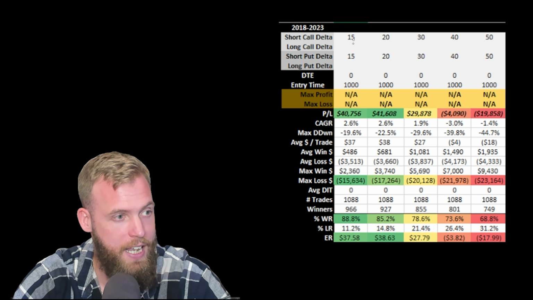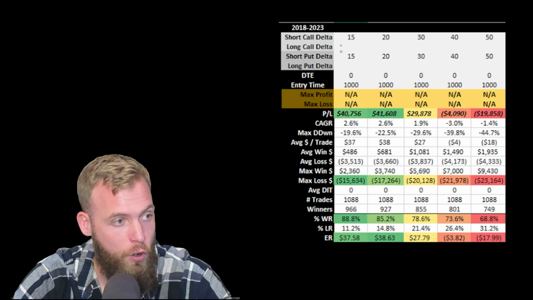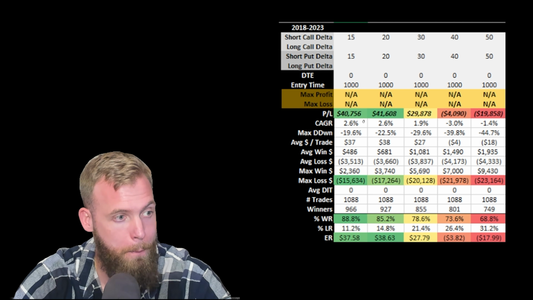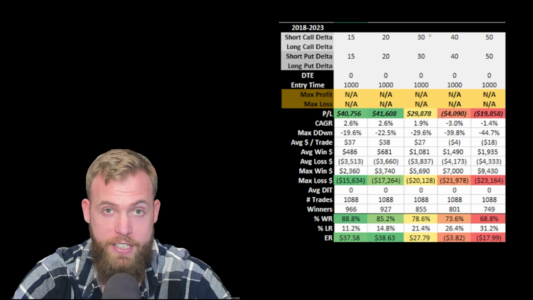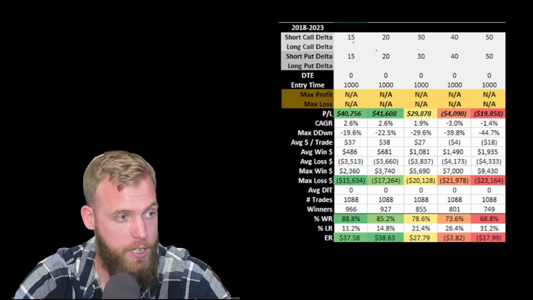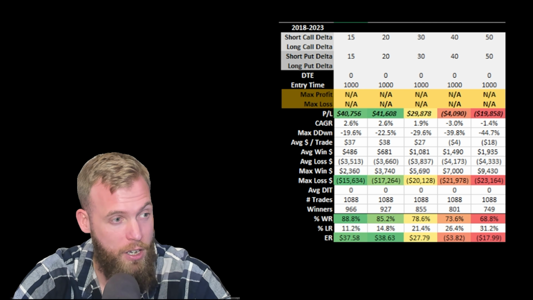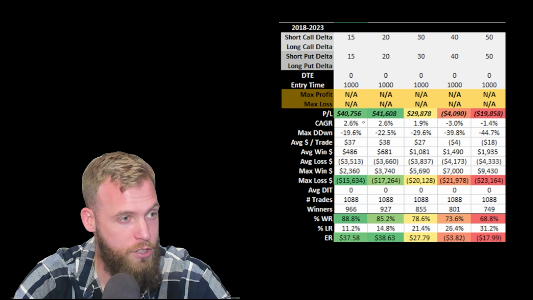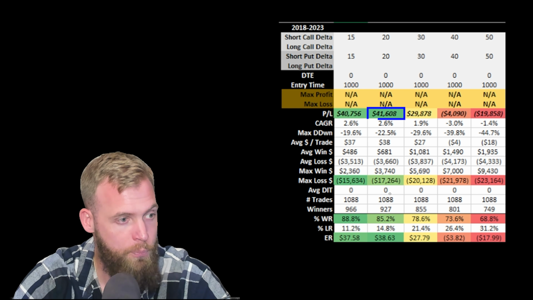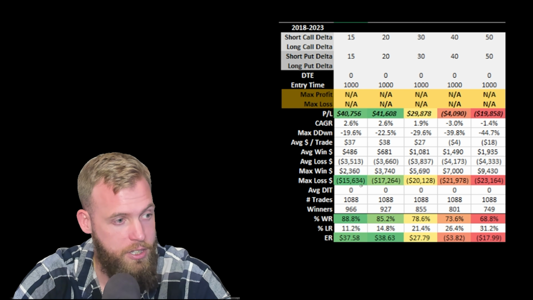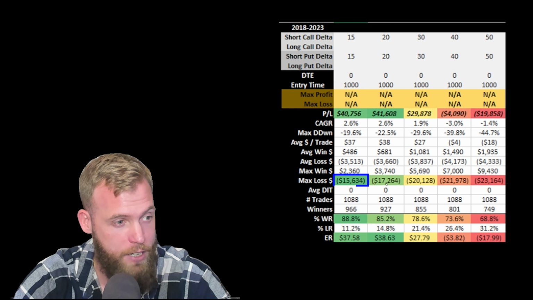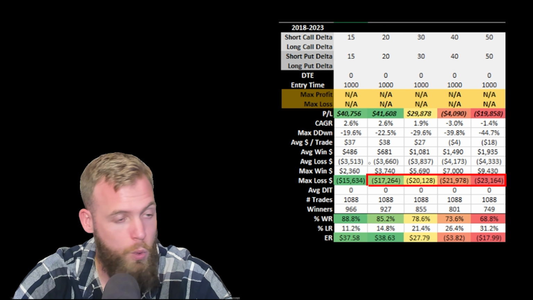The very first one is, interestingly, the further out of the money series actually performed the best when you compare it to things that are closer to the money, like 30 or 40 delta. Now, the 15 and 20 delta are very similar. It's essentially the 20 delta made $1,000 more. If you take a look at the max loss, the 15 delta had a much better max loss compared to everything else. So what's going on here?